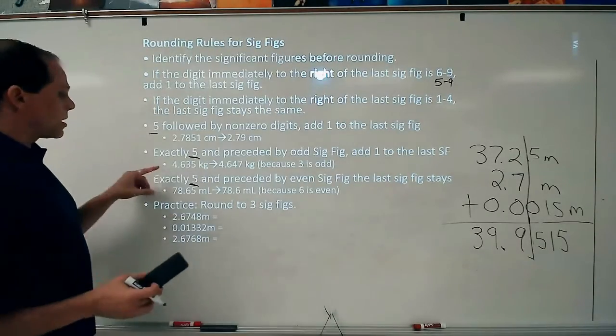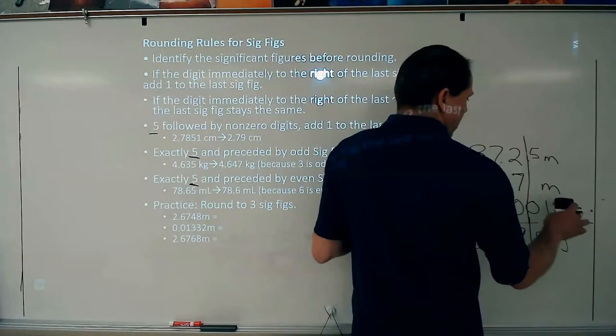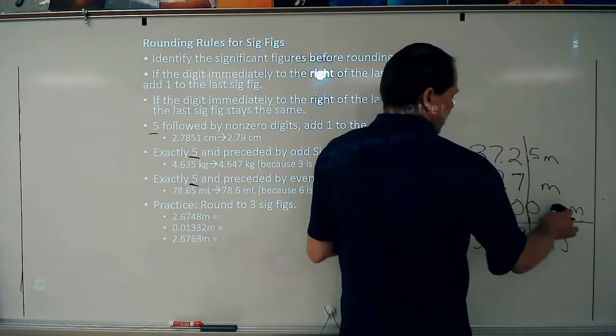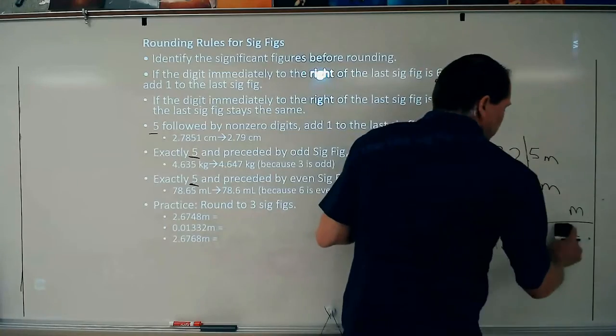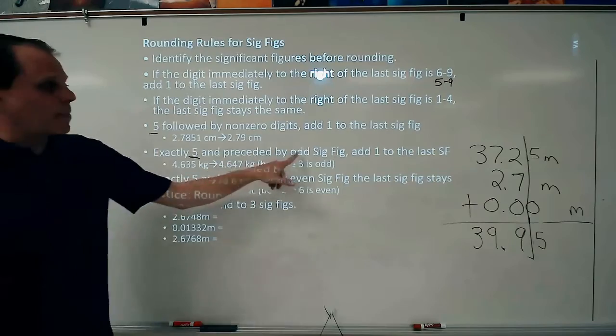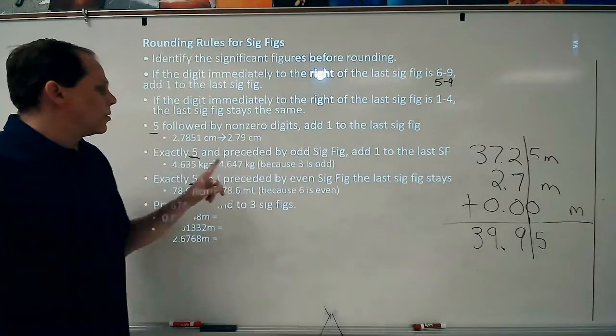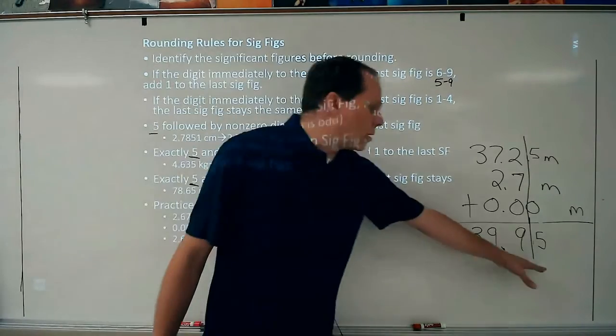Okay, now let's do a couple others. Let's say it's exactly 5. Oh my, okay. So we're going to get rid of that. We're going to add it to 0. So it's exactly 5. Now, what do I do? If it's exactly 5 preceded by an odd number. Oh yeah, it's preceded by 9. That's an odd number. Therefore, I'm going to add 1. Oh, okay. So this one would become 40.0.